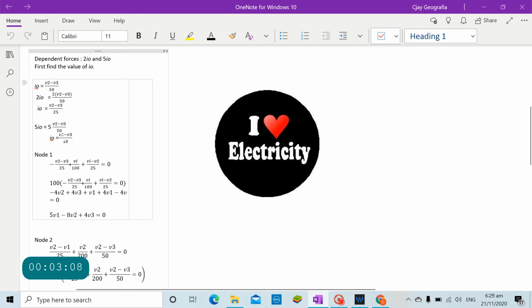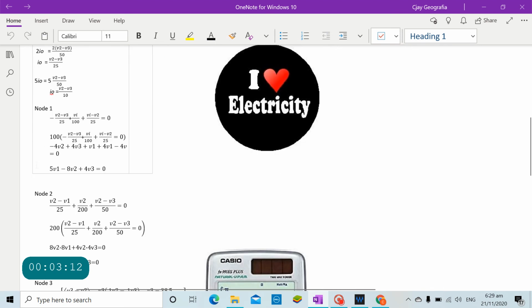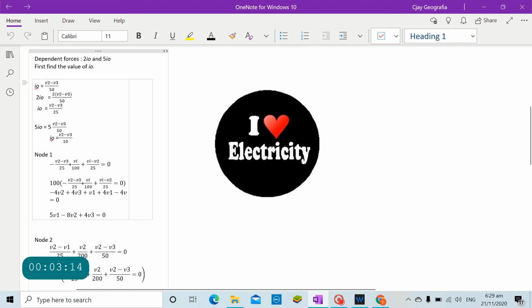So again, let's move up to this dependent source, the 5IO. The same formula: put 5 here times V2 minus V3 over 50, which will be 5 over 50, or 1 over 10, times V2 minus V3. So the value is V2 minus V3 over 10.